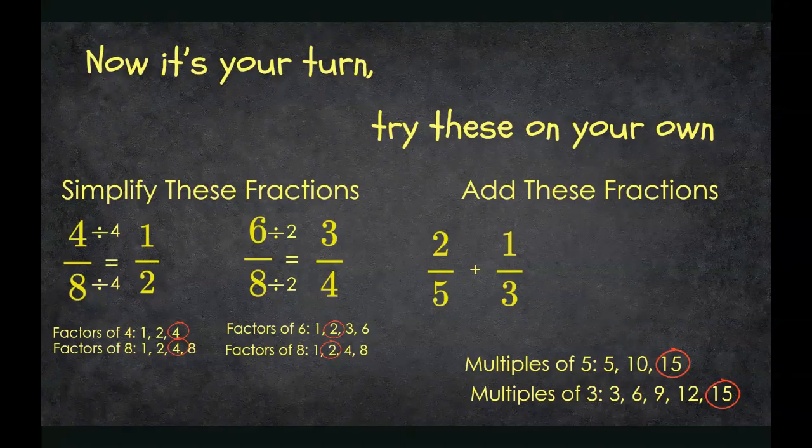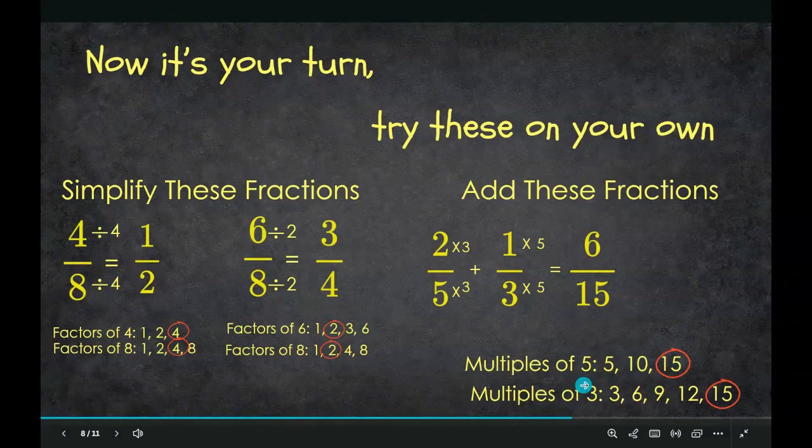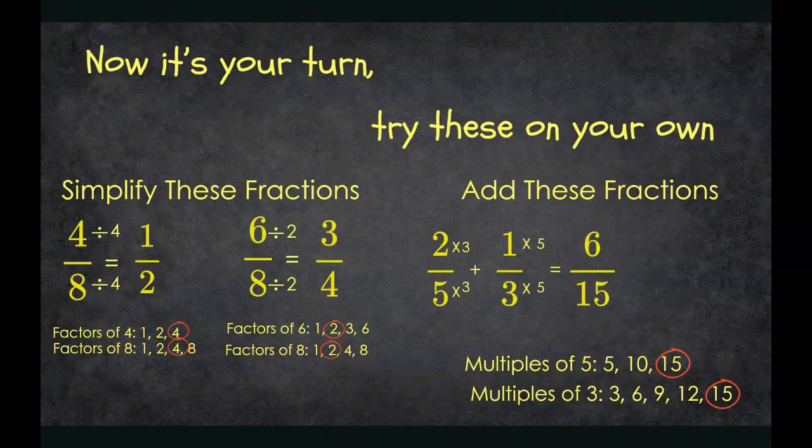The way I'm going to do that is through multiplication. I'm going to take 2/5 and I'm going to multiply it by 3 because 1, 2, 3. 5 times 3 is 15. I'm going to take 3 and turn it into 15 by multiplying it by 1, 2, 3, 4, 5, because 3 times 5 is 15. When I do that, 2/5 becomes 6/15, and 1/3 becomes 5/15.